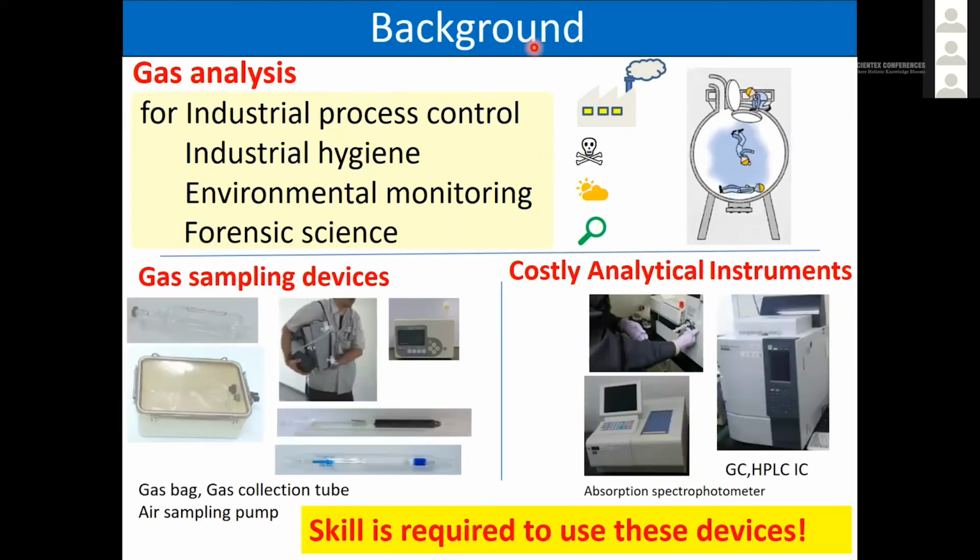This is the background. We analyze gas for various purposes, such as industrial process control, industrial hygiene, environmental monitoring, and forensic science. We sample the gas with devices such as gas bags, gas solvent tubes, and air sampling pumps. After sampling, we analyze with costly analytical instruments, such as GC and HPLC. However, skill is required to use these devices.